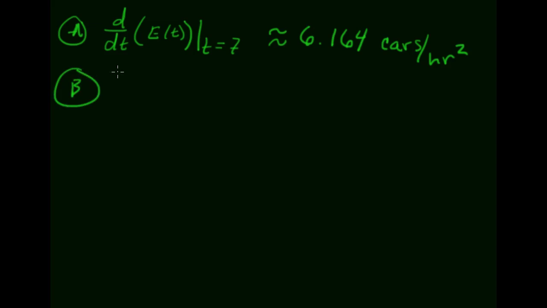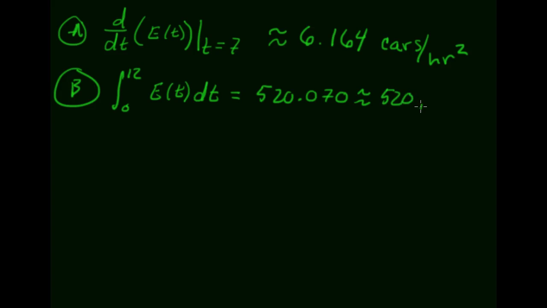Part B asks how many cars enter the parking lot from time 0 to time 12, so this is an accumulation problem. So you take the integral from 0 to 12 of the entering function, dt, which if you throw that in the calculator, you get about 520.070. They ask that to the nearest whole number, so that's 520 cars.